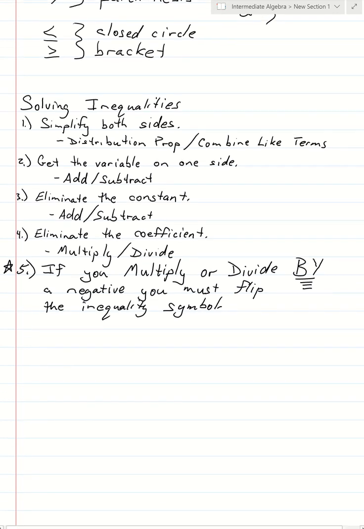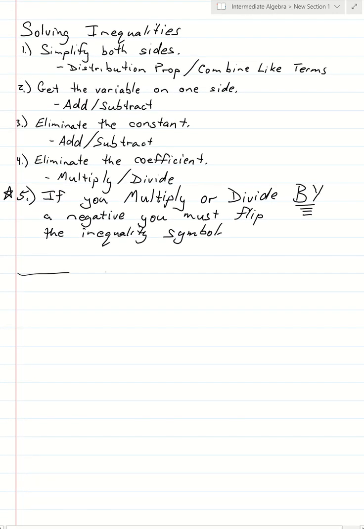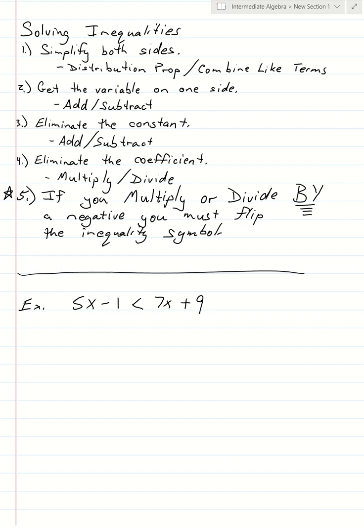Let's take a look at some examples. Let's say we have the following. 5x minus 1 is going to be less than 7x plus 9. And we want to solve this inequality. We're going to express it on a number line and ultimately using interval notation. Now, we don't have to worry about step 1 here. We don't have to worry about simplifying either side. There's nothing to distribute, and there are no like terms on either side.